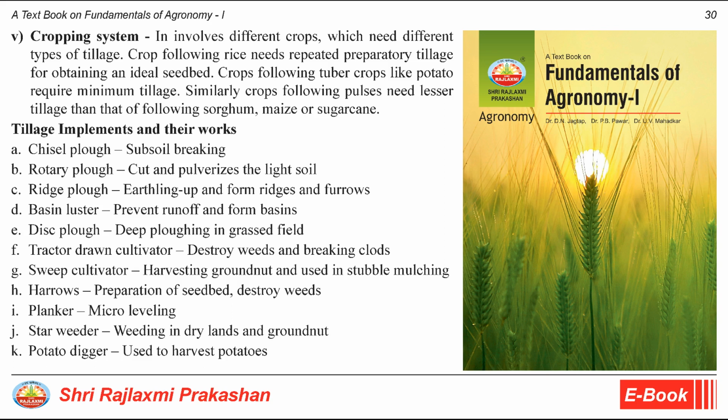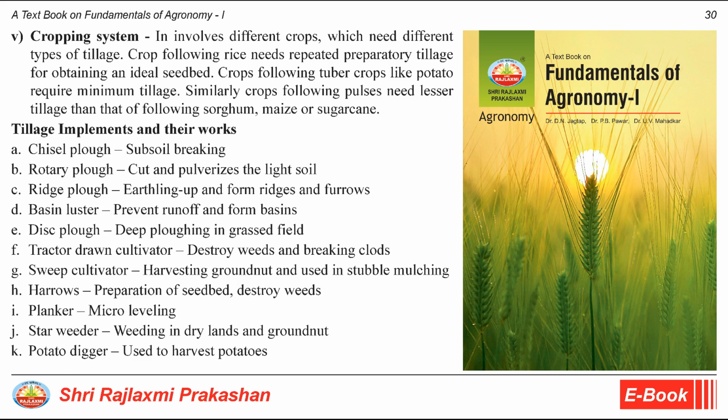Tillage implements and their work. Point A. Chisel plow, subsoil breaking. Point B. Rotary plow, cut and pulverize the light soil. Point C. Ridge plow, earthing up and form ridges and furrows. Point D. Basin lister, prevent runoff and form basins. Point E. Disc plow, deep plowing in grassed field.